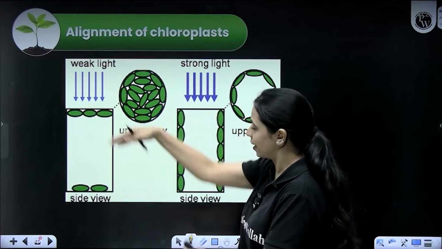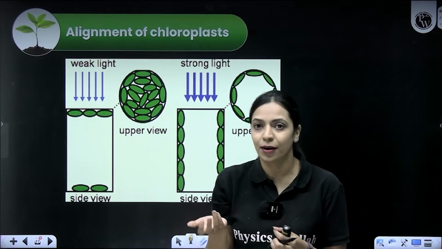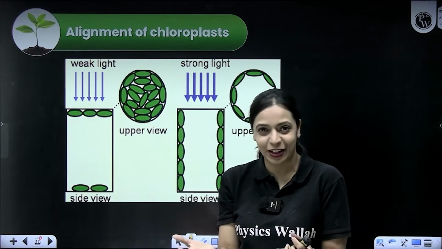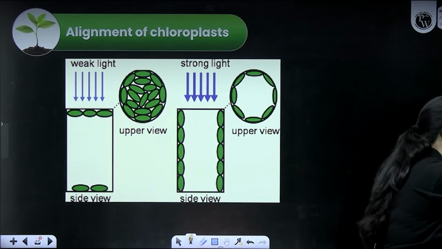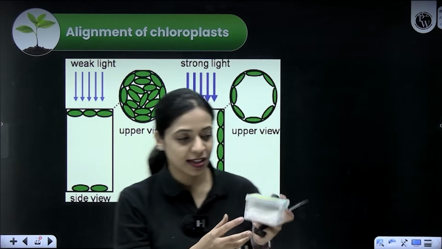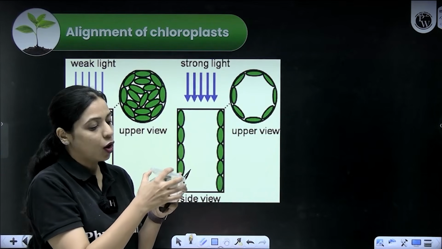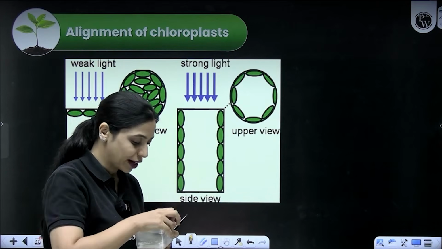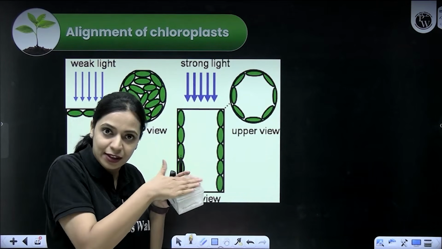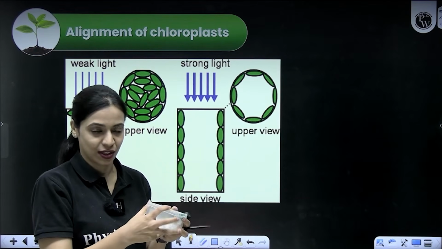So if there is less light there, you want to maximize how much light is available to the plant so that you can maximize photosynthesis. In that case, again, we'll take our little dabba. If this is our cell, let's say longitudinally, this is where it is present. All of the chloroplasts will come and align here. If you look at it from above, they are fully covering this top surface so that maximum light will be incident and they can photosynthesize.